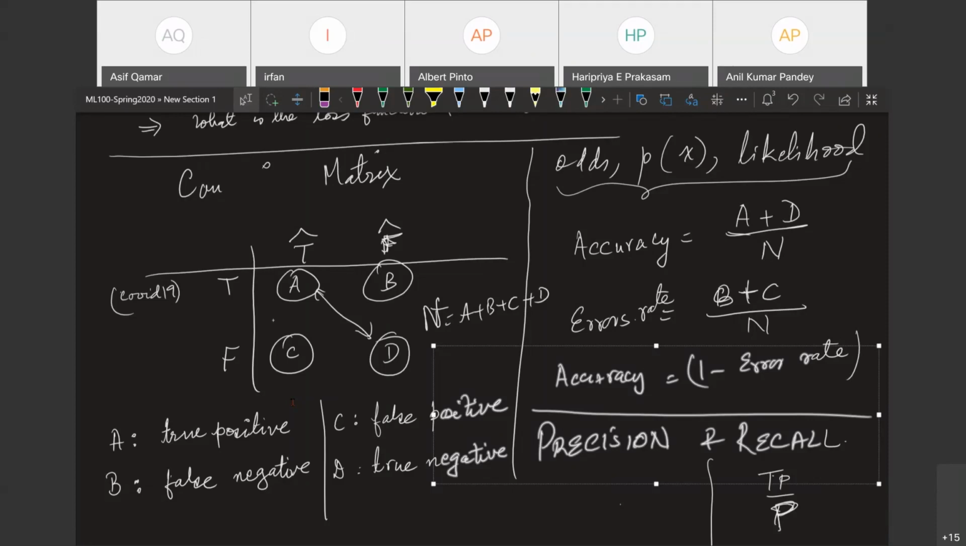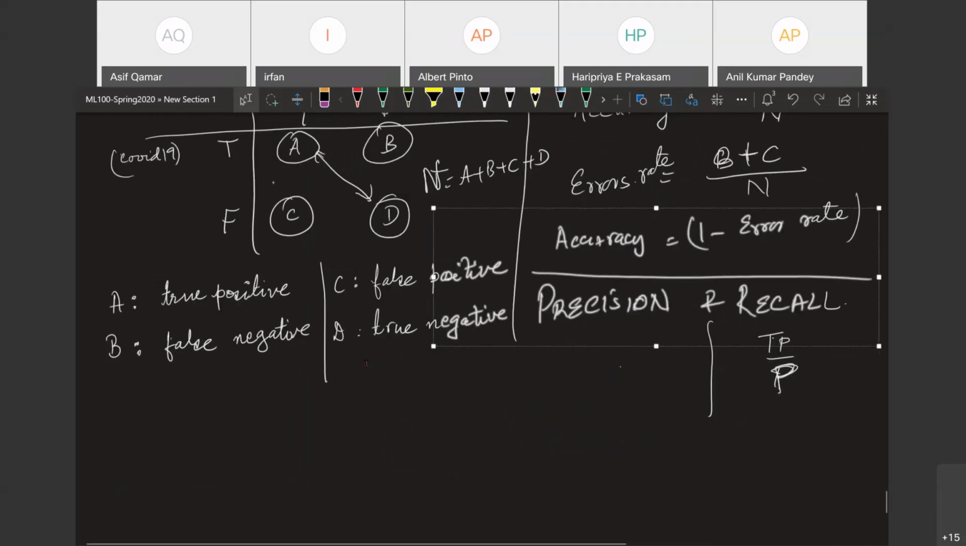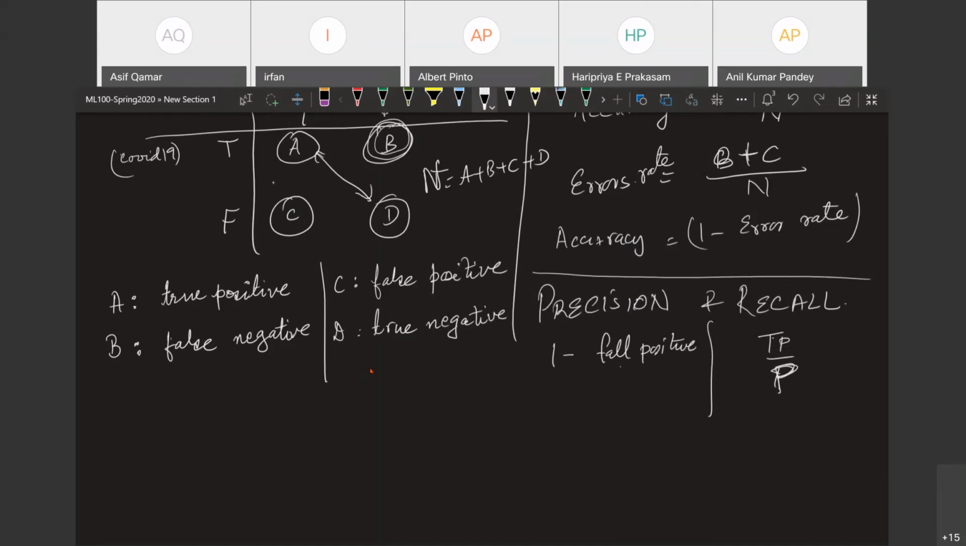Right. And precision is 1 minus the false discovery proportion. Let us take this. What is a false positive rate? B. What is B? This is a false positive rate, isn't it? So 1 minus false positive rate is precision. So precision, and this is very subtle actually, guys. In the beginning, you will keep getting a little bit lost.